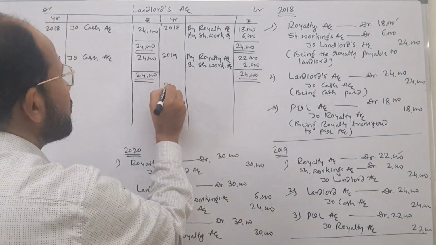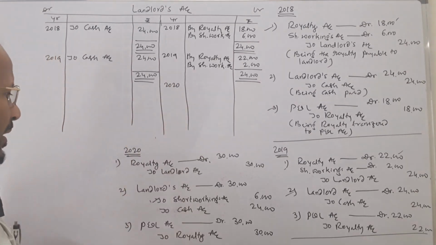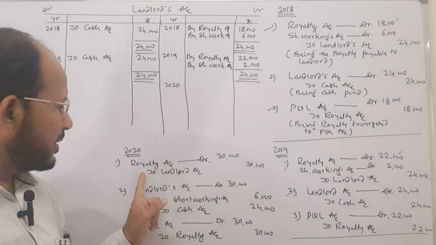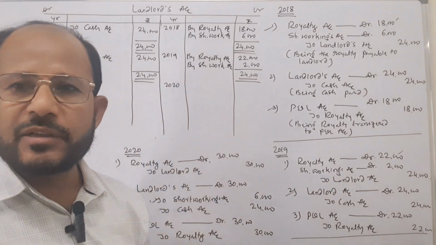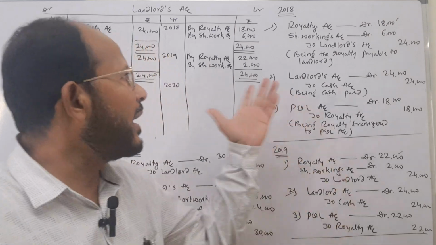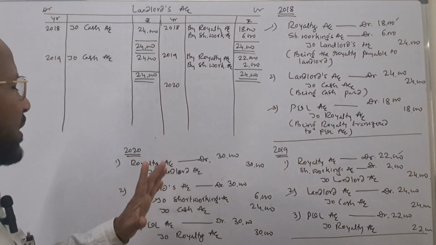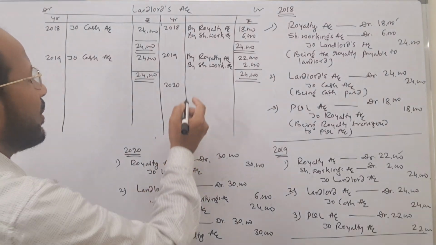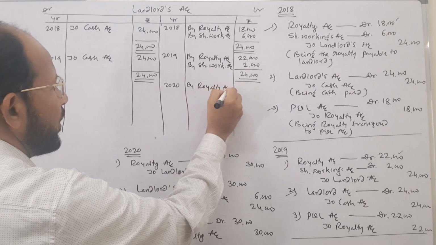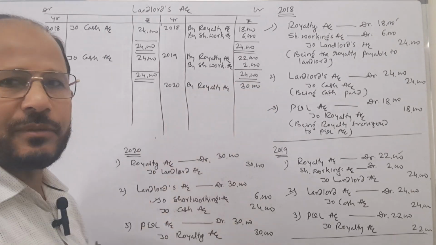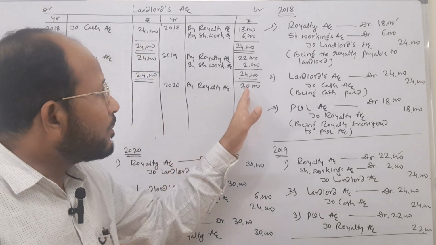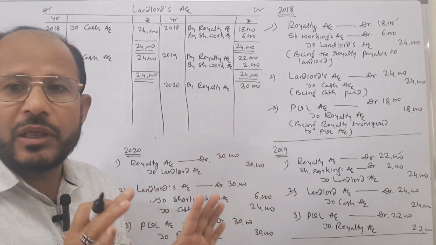Now come to the year 2020. See here, short workings account is not there in the first entry. Only in case if there is a short working, then only we take royalty account, short workings account and landlord account. But here only royalty account is there. Therefore, royalty account is debited to landlord account. Here I am going to take by royalty account. What is the amount? Rupees 30,000. But here payment is not made up to rupees 30,000 to the landlord.